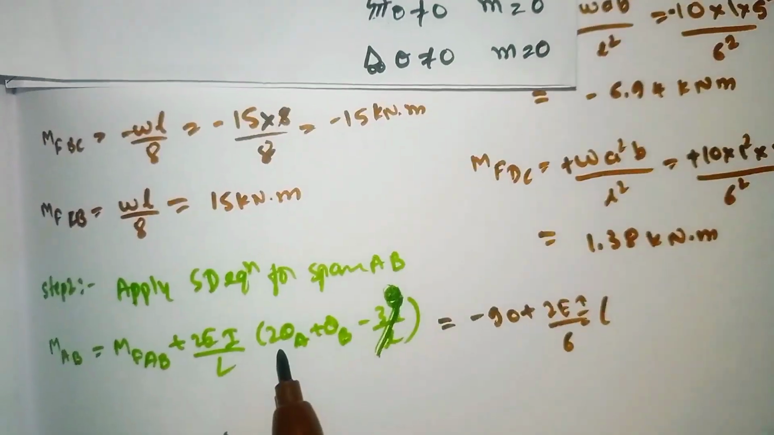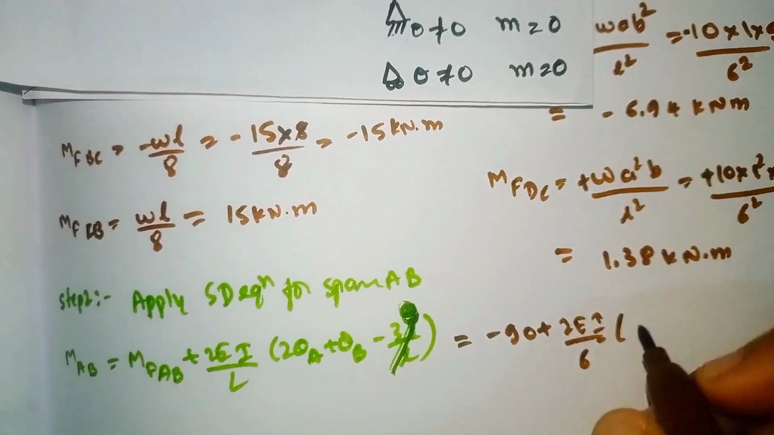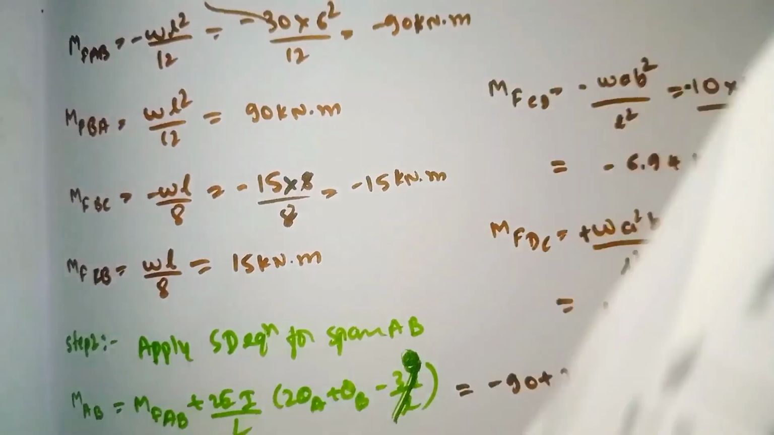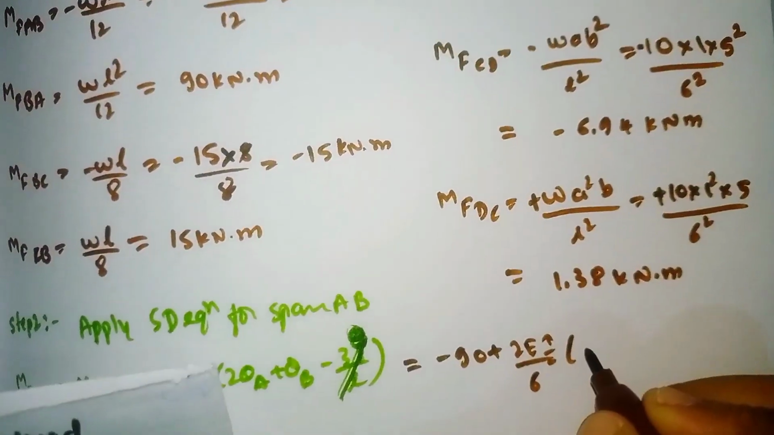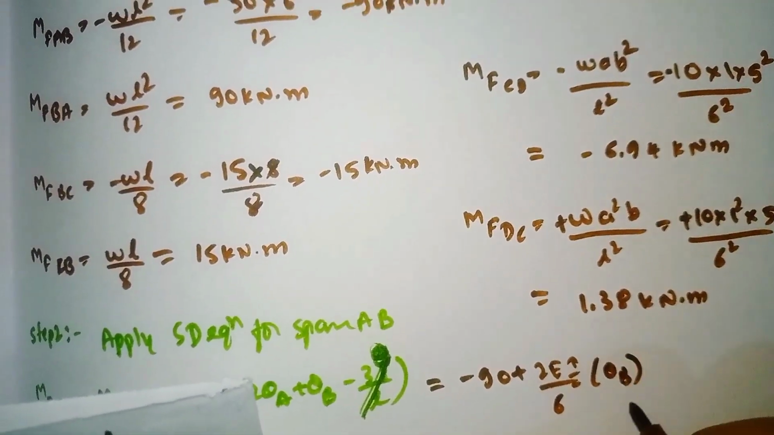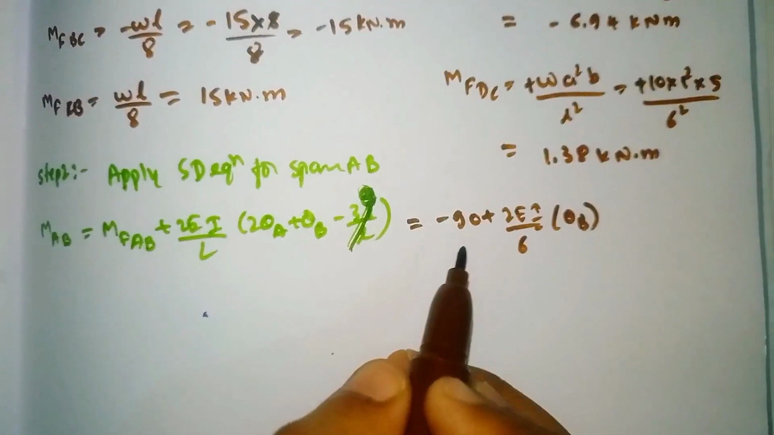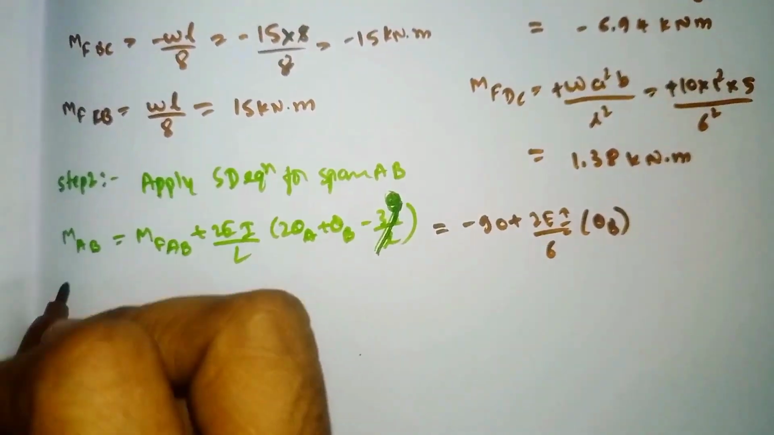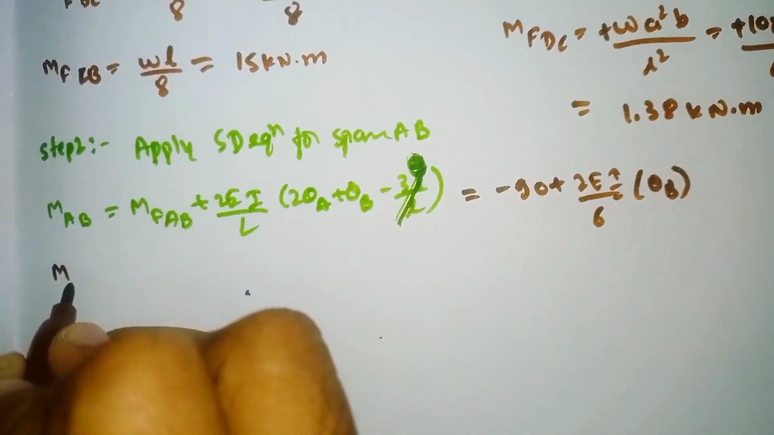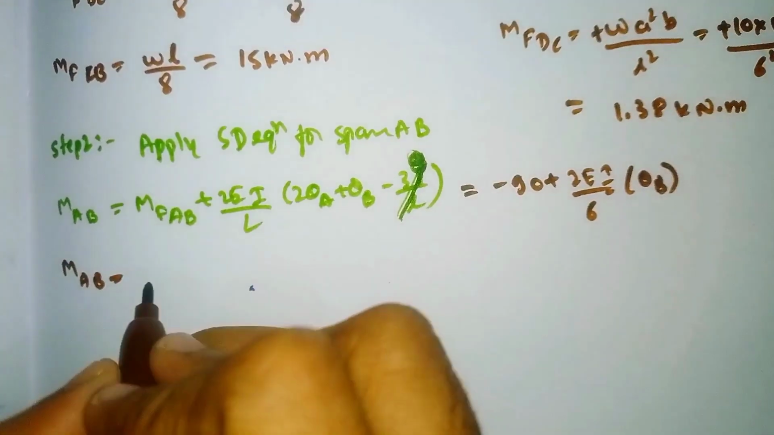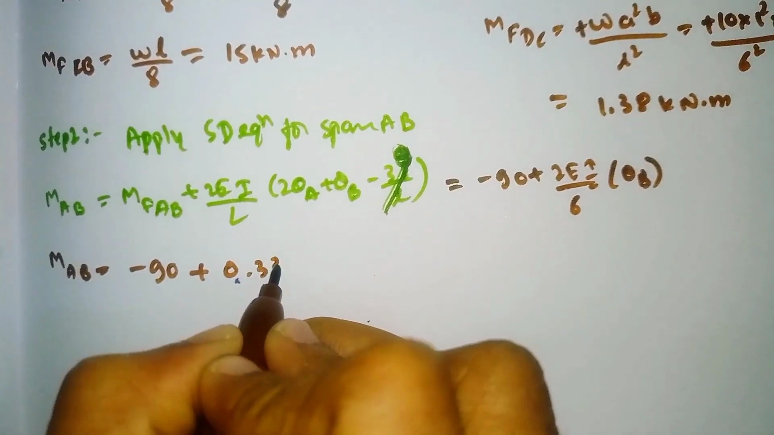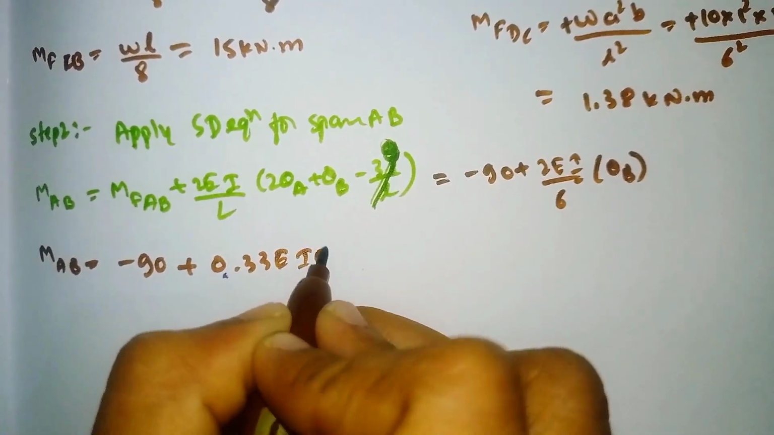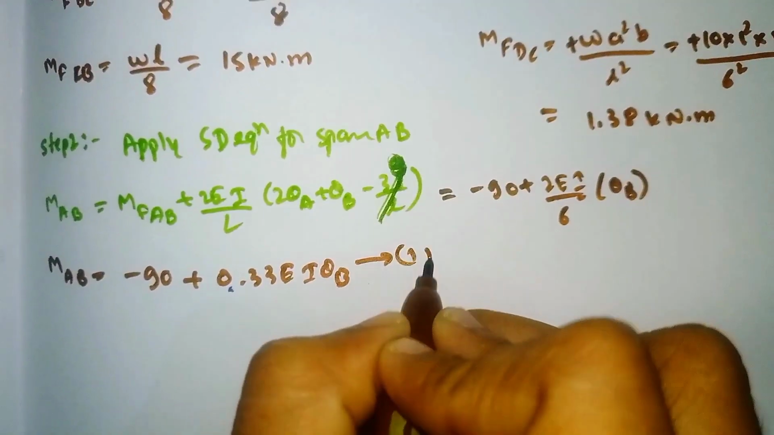So 2 into theta A becomes 0, so I am not writing it. Theta B, there is some value here, so we need to write it down as it is, theta B. So now, simplify this. It will come out as MAB is equal to minus 19 plus 0.33 EI theta B. So call it equation number 1.